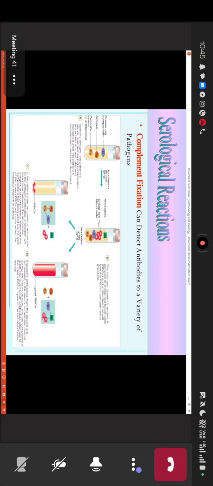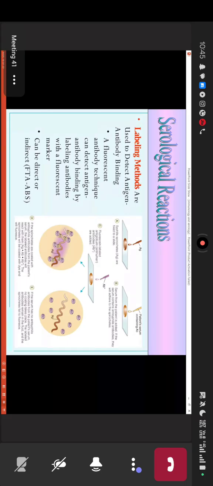So now let's come to the next one, labeling methods. Labeling methods are also used in serological reactions, in which we label our antigens, antibodies, or enzymes with different dyes, or with enzymes with different colors.